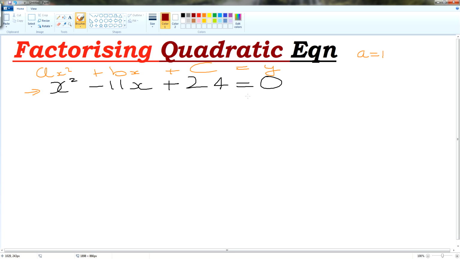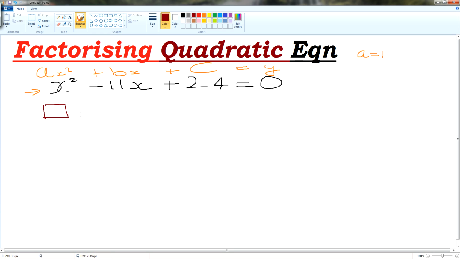So this is a quadratic equation. It follows the format ax squared plus bx plus c equals y. That's the style of a quadratic equation. So we have a number multiplier of the x squared, which is 1 at the moment. B is the coefficient of x, which is minus 11. And c is the constant, and y is 0. So what we need to do is factorize this quadratic equation and also move on to solving it as well. So we are looking for two numbers.